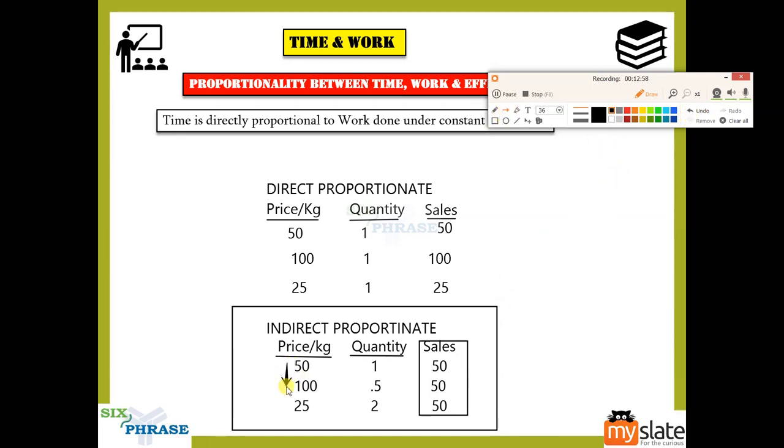You increase price per kg, what should happen to quantity? It should reduce. If it is inversely proportionate, it should reduce, and it does. And if you decrease the price per kg, like in this case, what is happening is the quantity is increasing. So this is what we call inversely proportionate. I hope you understood what is directly proportionate and inversely proportionate. This is a very key concept to understand before we move on to time and work and time, speed, distance problems. So we'll move on.